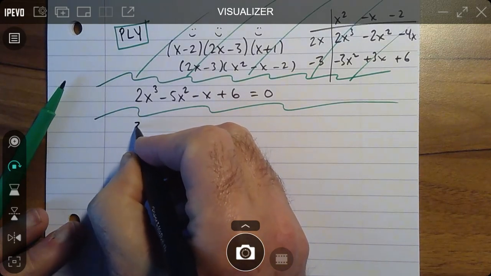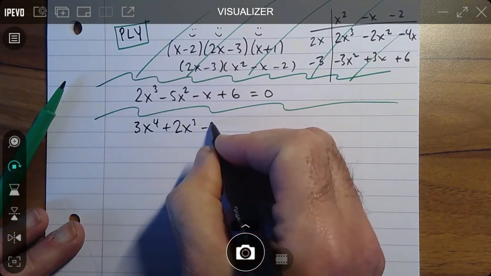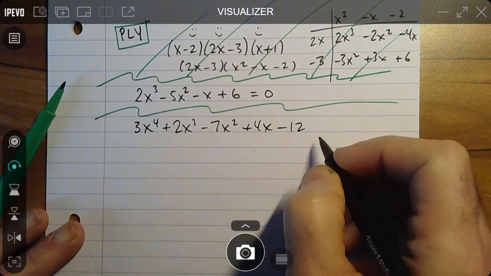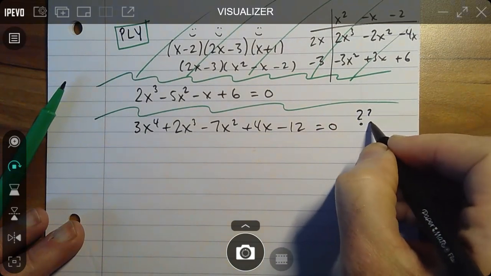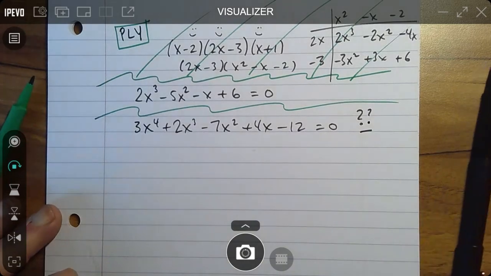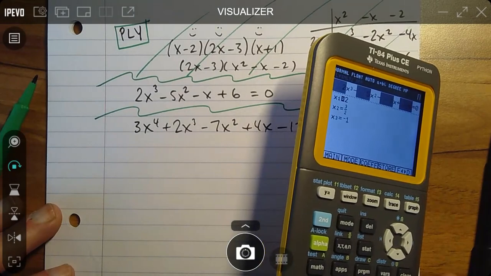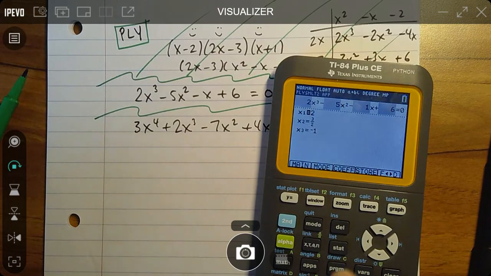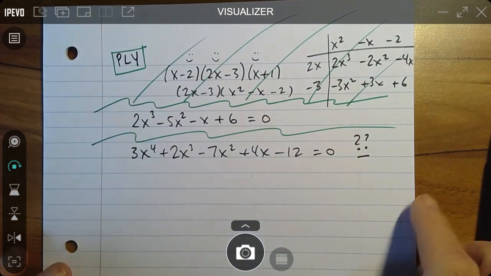So maybe it's 3x to the 4th plus 2x cubed minus 7x squared plus 4x minus 12 that we need to find the zeros of. And so that's definitely a question mark, guys. And so we can go to PLYSMLT, type that in, and find the roots. Okay. So there's a little advertisement there for PLYSMLT, at least the poly half of PLYSMLT. Okay. Well, that's not our main topic today, so I won't belabor that one.